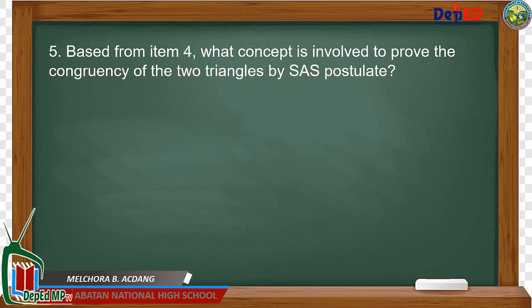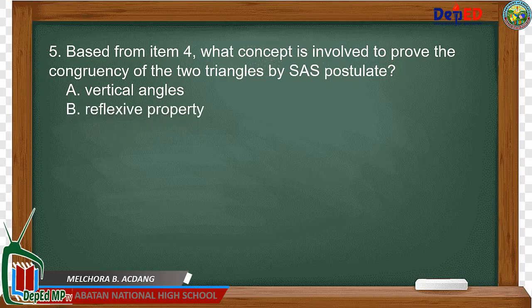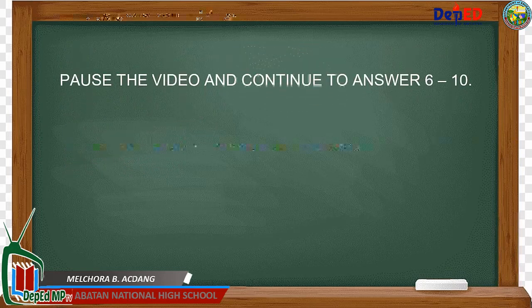Number 5. Based from item 4, what concept is involved to prove the congruency of the two triangles by side, angle, side postulate? Letter A, vertical angles. Letter B, reflexive property. Letter C, symmetric property. And letter D, angle bisector. Pause the video and continue to answer 6 to 10.